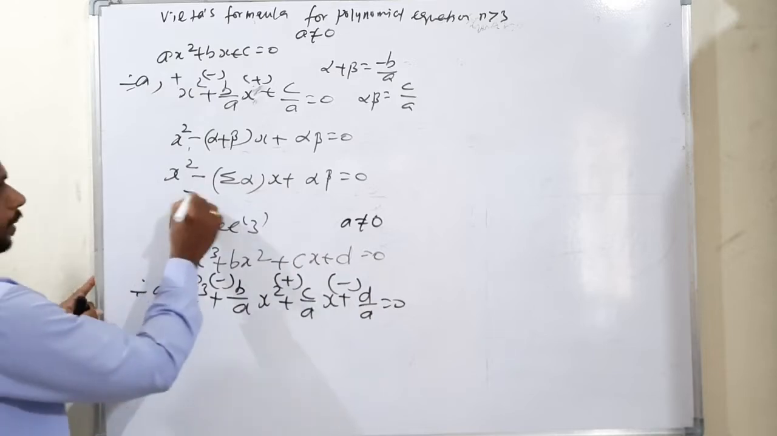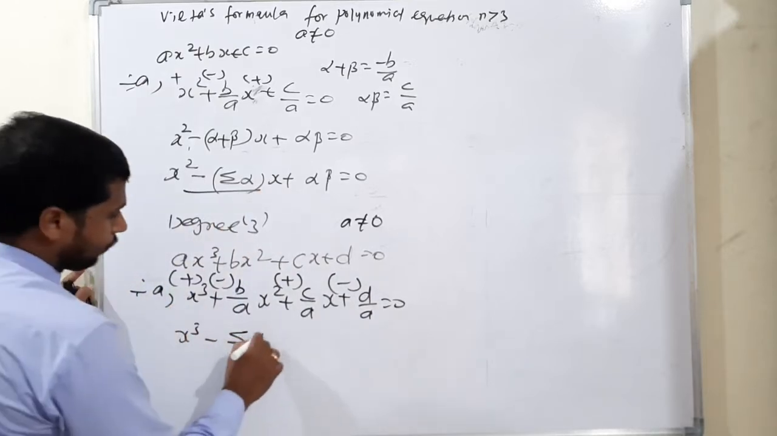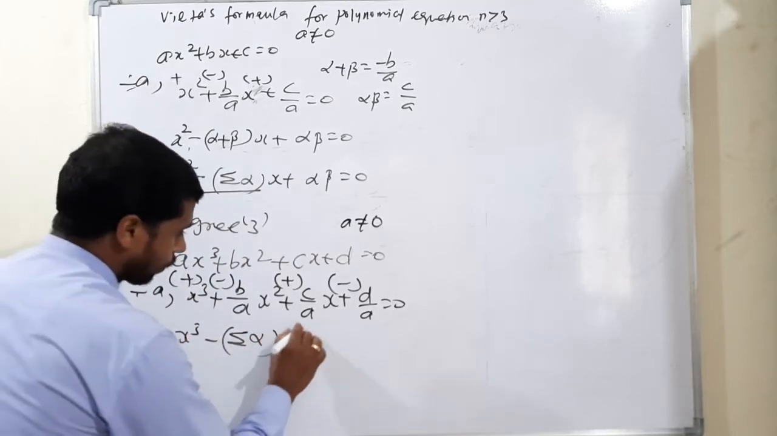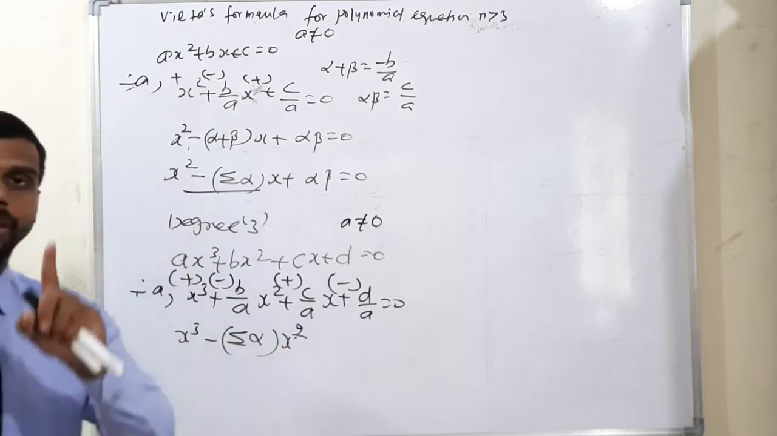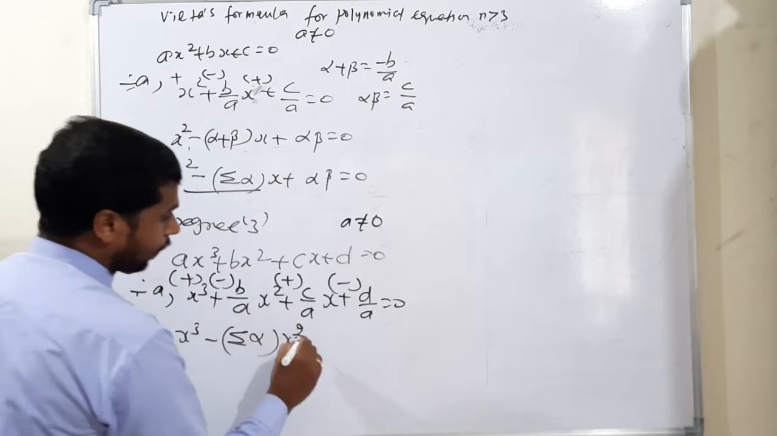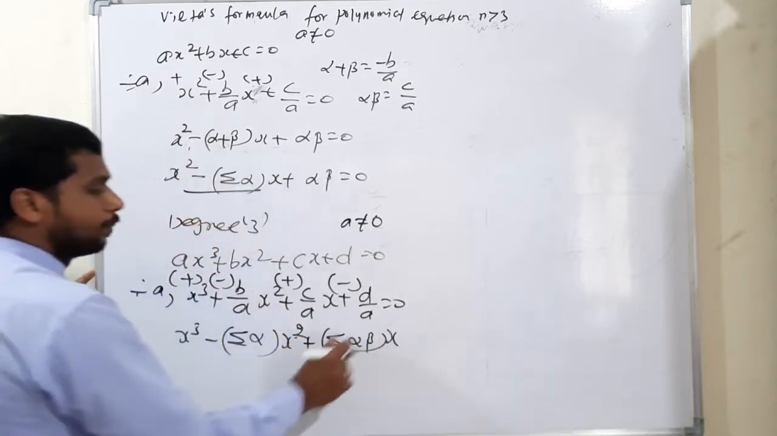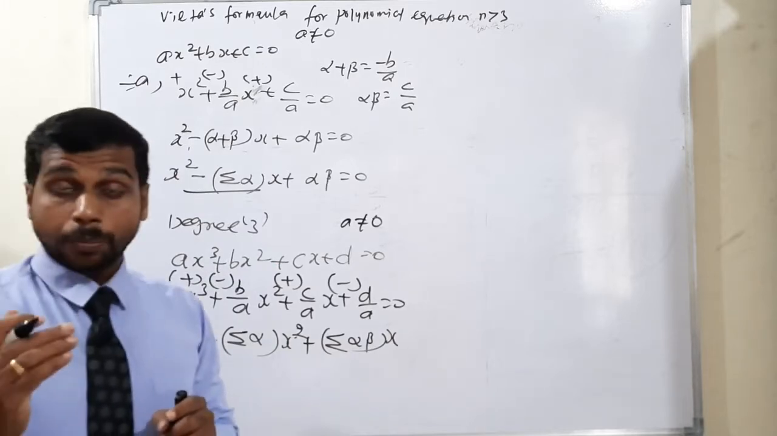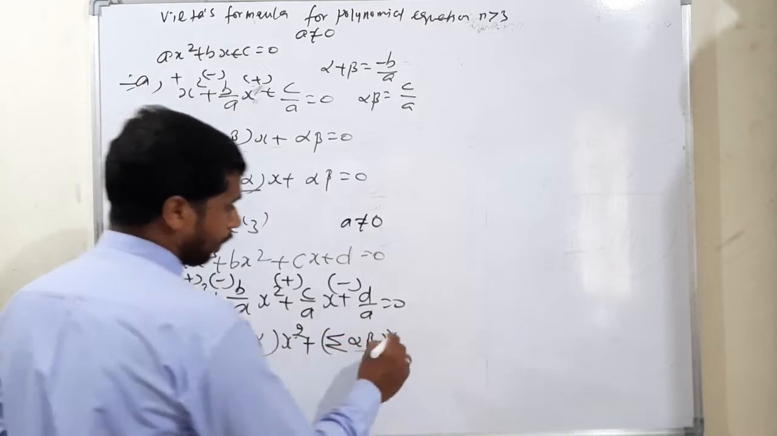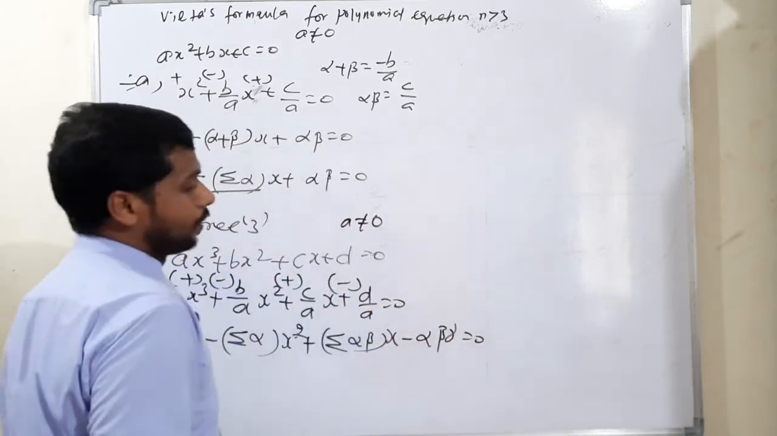The signs are plus, minus, plus, again minus, isn't it? So how do we write it with the summation of the terms? x cube minus summation of alpha, x square. Summation of alpha means the sum of the roots taken one at a time, that is alpha plus beta plus gamma. The next part, summation of alpha beta into x. What is the meaning of alpha beta? The sum of products of the roots taken two at a time. That's why I have written alpha beta. The last is only the constant, so we can write it directly, alpha beta gamma is equal to 0.